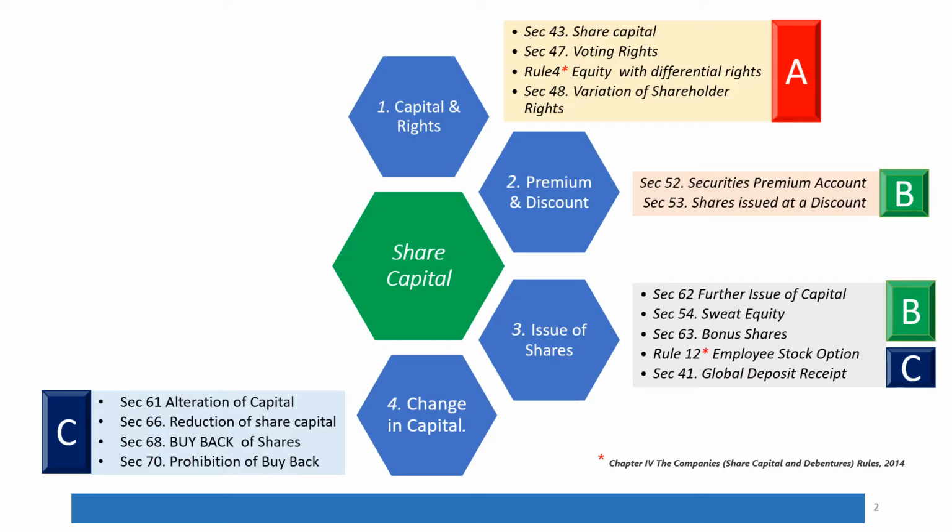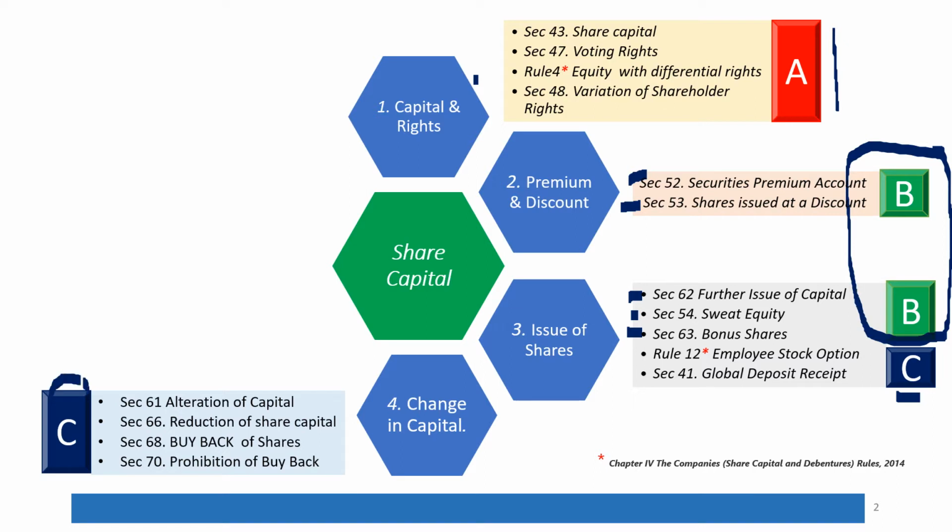In this part B video, we will be covering securities premium account, shares issued at a discount, further issue of capital, sweat equity and bonus shares. Please refer to part A video for capital and rights, and part C video for employee stock option, global depository receipt and change in capital.